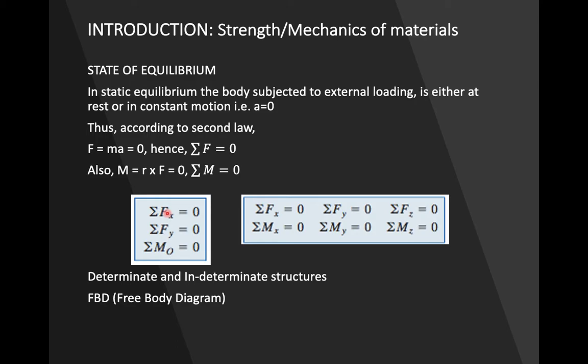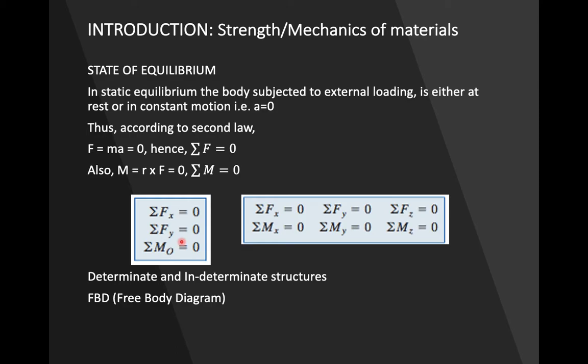Okay, what are determinate and indeterminate structures? Determinate structures are those structures which can be analyzed by using this set of equations. These are basically sigma Fx is equal to 0, sigma Fy is equal to 0, and sigma Mo is equal to 0. These are three equations that are used for a body if forces are acting in one plane only. Means if you are analyzing a body in two dimensions, in one plane, then these three equations would be feasible to calculate all the unknowns.